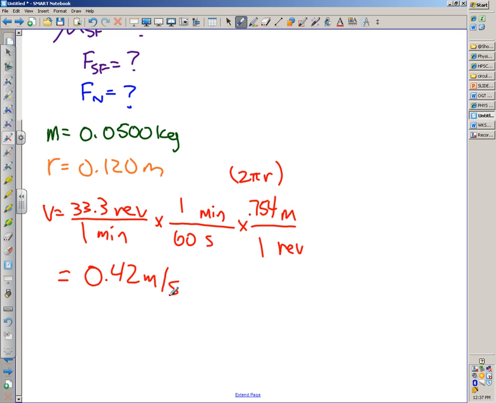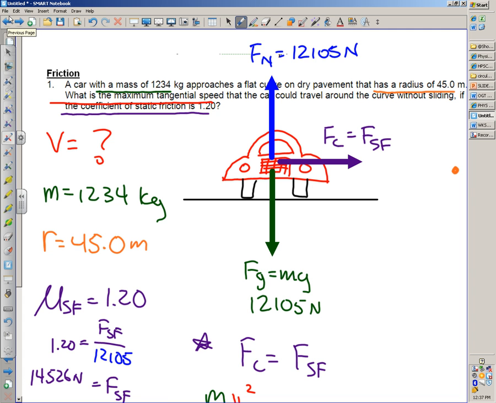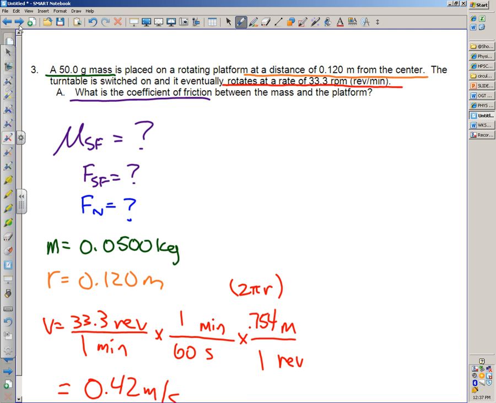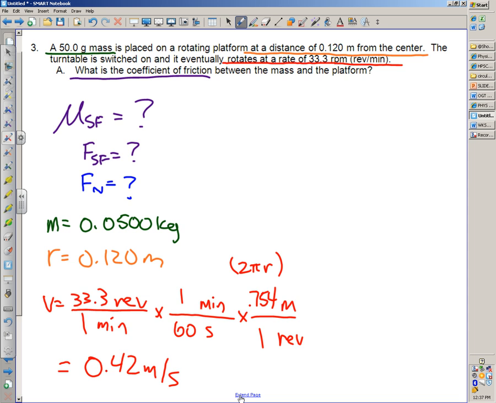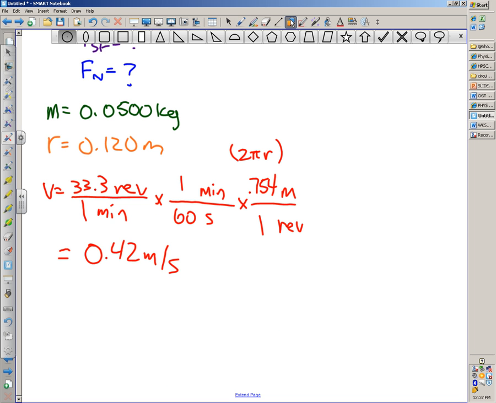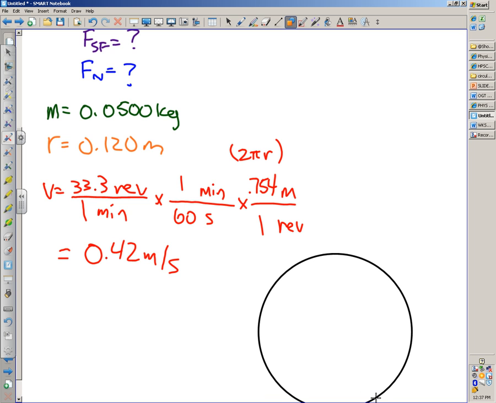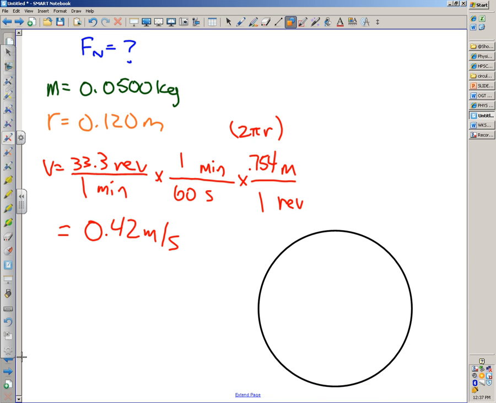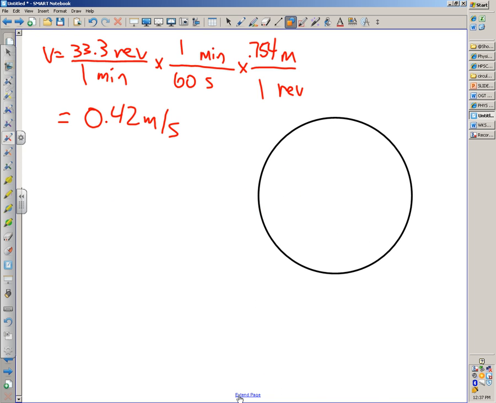I'm going to draw the picture a little bit different for this problem because you'll see it in multiple ways. You'll see it sometimes like this, where you're looking at it from the front, but sometimes you'll see the picture where you're looking at it from the top. So, here is my rotating platform, and here is my mass.